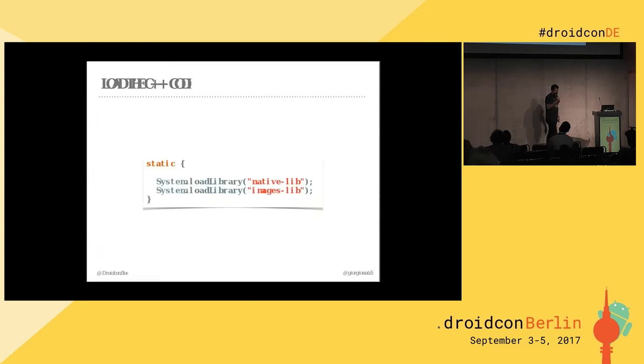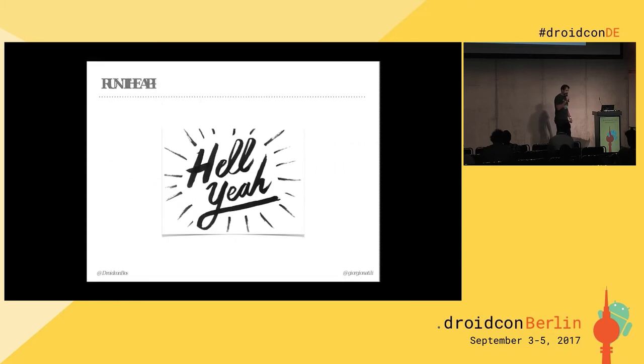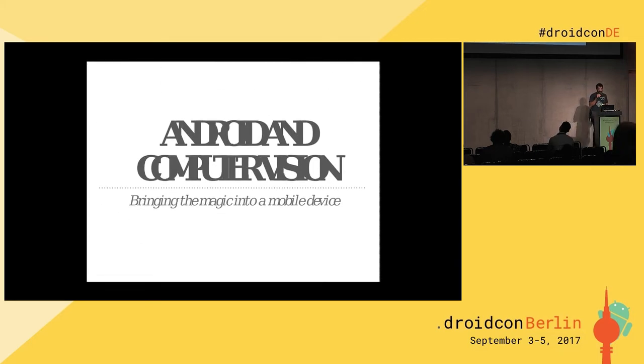You add another initializer, and here we go. You are ready to go. When you run the app, you will be able to get all the information that you need.